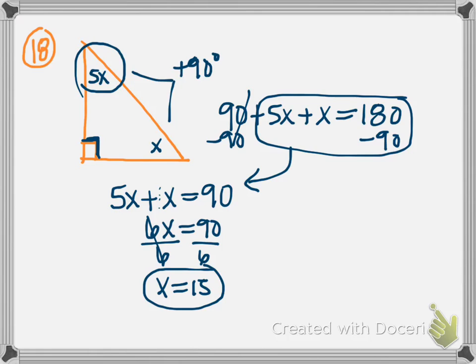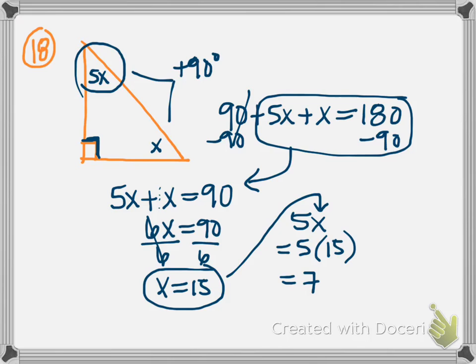Now we have to evaluate that second largest angle, which was the 5x. So we'll replace the x with 15. And 5 times 15 equals 75 degrees. This is the measure that most of you probably got.